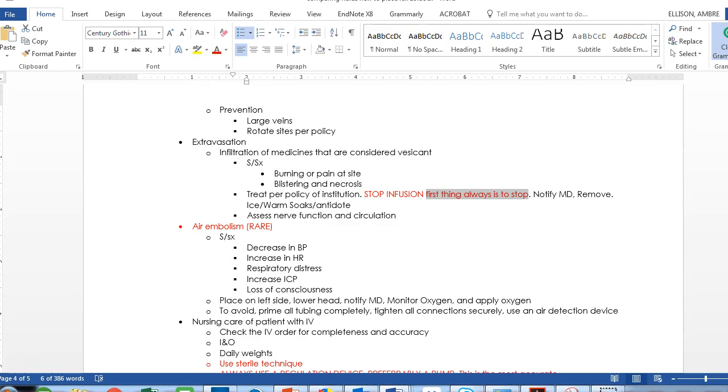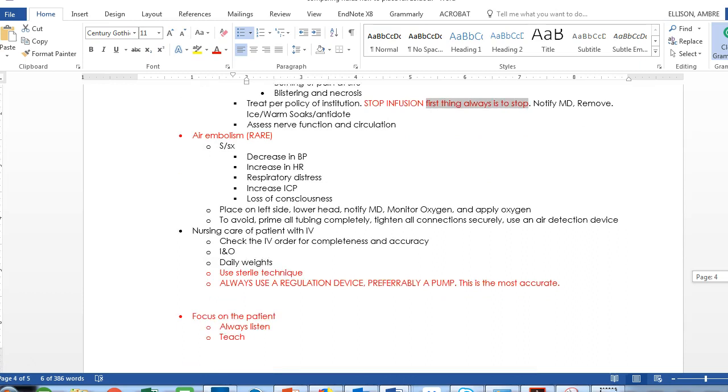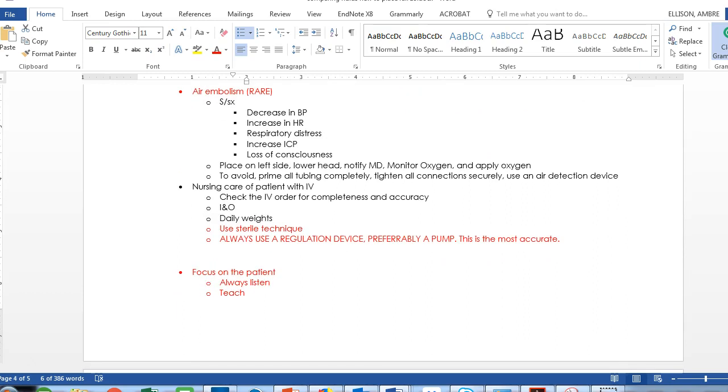The patient could develop an air embolism, and this is very rare. And when you're doing an IV, when you're putting an IV in, you always want to use sterile technique. Always, always use a regulation device, preferably a pump. This is the most accurate. If you're in a trauma situation and you can't use a pump, you have to bolus, that's okay. But if you have the time, get a pump. That is the most accurate.